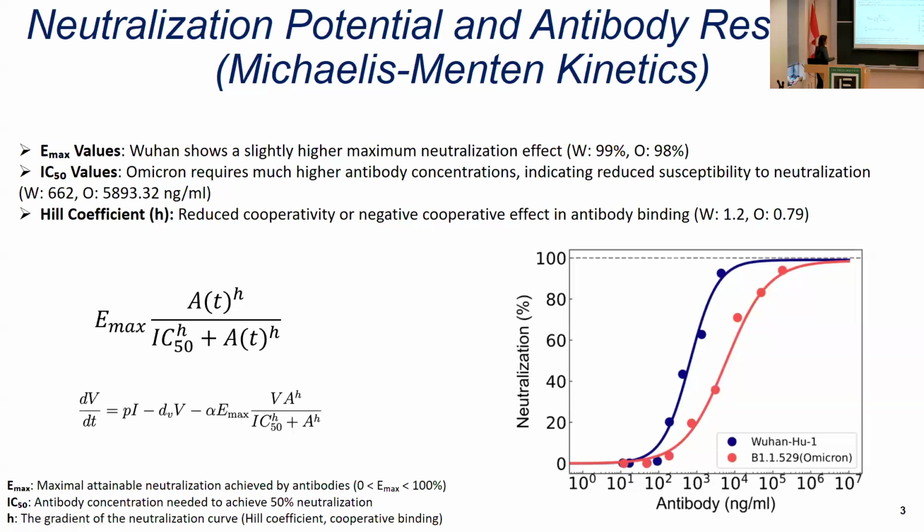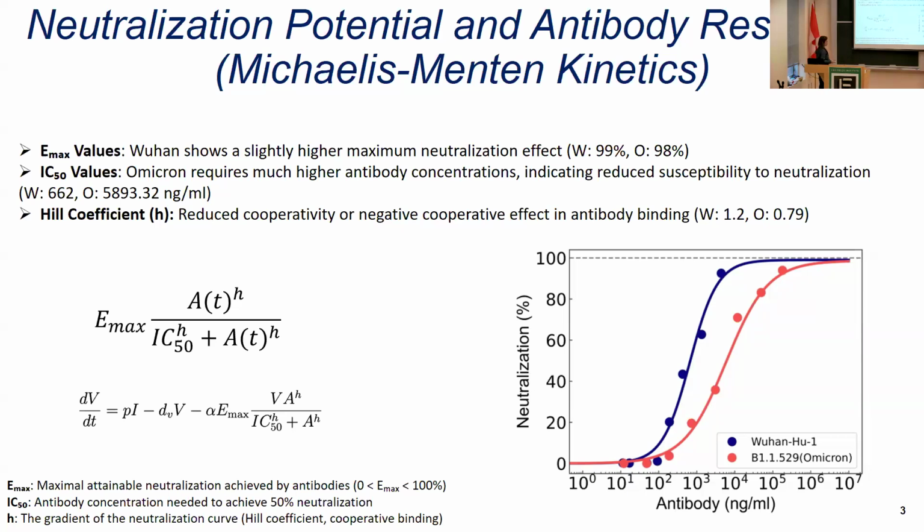So we have one ODE for the viral load, and we added this term in order to show the neutralization effect of the antibody. In this kinetics, we have 3 main parameters: Emax, IC50, and H. Emax is the maximum saturated level of the neutralization. IC50 is the number of antibodies at which we reach 50% of this neutralization. And parameter H is the Hill coefficient, which is also the cooperativity of the antibodies.